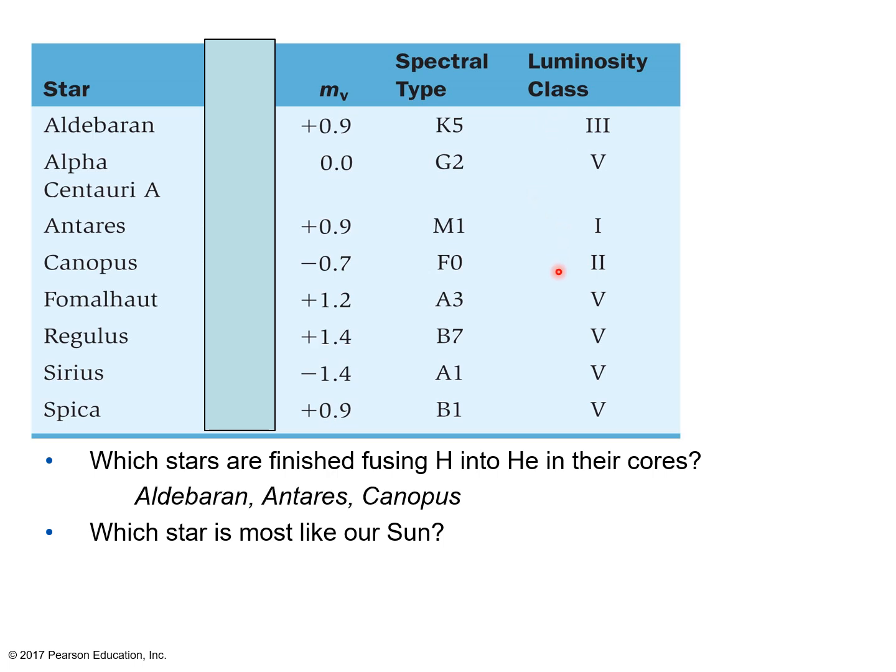Which star is most like our sun? There might be a few variables involved with that. We're not going to worry about the apparent magnitude at all because that just has to do with how far away it is from us. But we'll think about spectral type and luminosity class. Remember that our sun is a G2 class 5 star, a G2 main sequence star. So we're going to look for something on this table that is close to a G2 5. And there's one spot on. Alpha Centauri A is a G2 main sequence star.